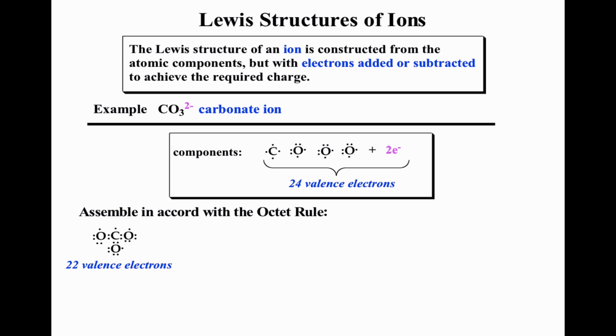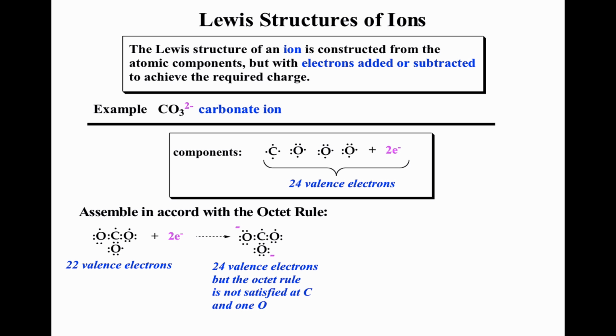Where are we going to put them? Why oxygen and not carbon? It's more electronegative. You always put the electrons on the more electronegative atom if possible, right? And so we do that, and now all 24 valence electrons are taken into account. But does everything have an octet as it's drawn there with the dots? What do we need to do to get an octet around everything?